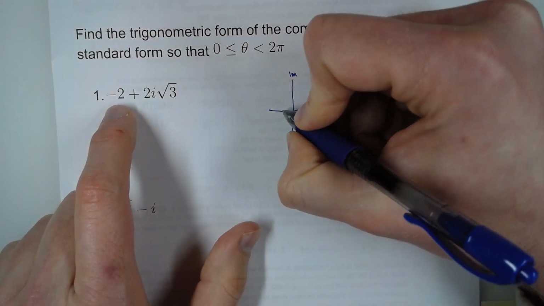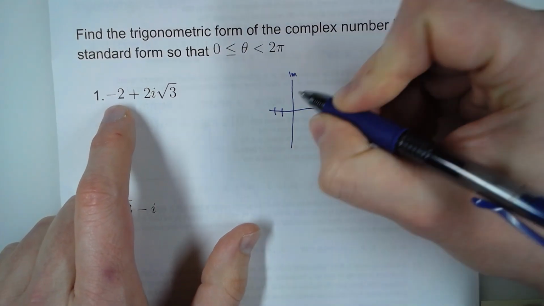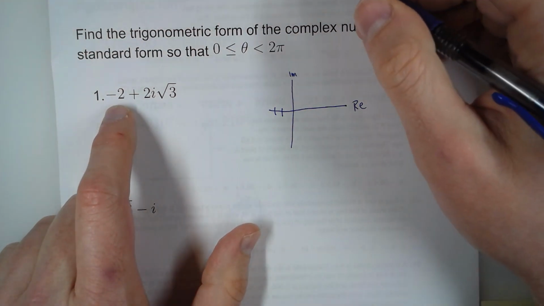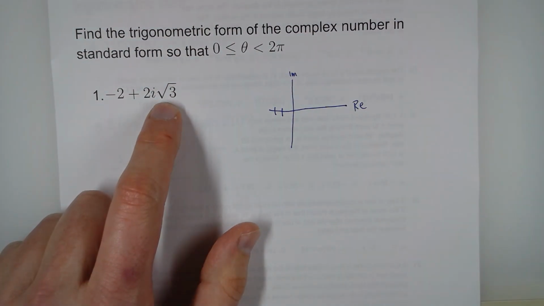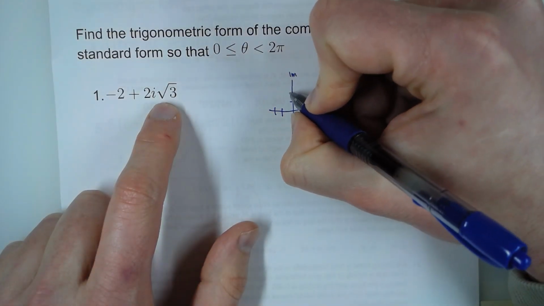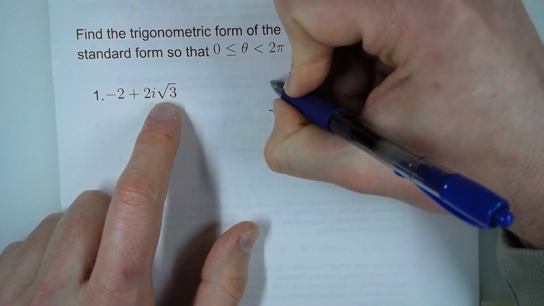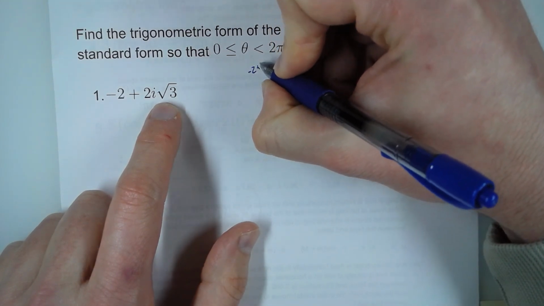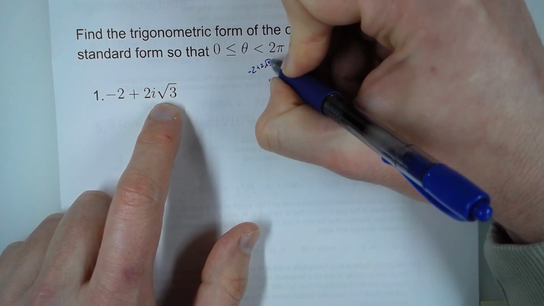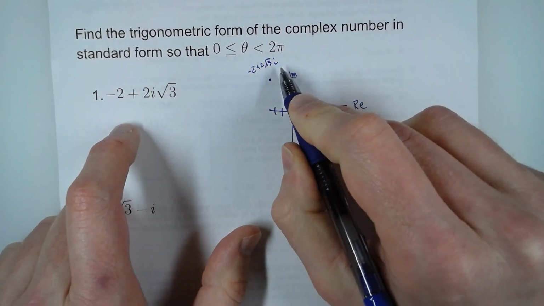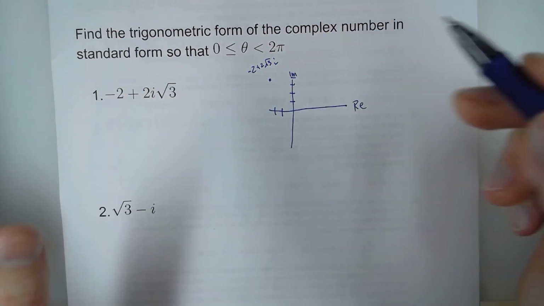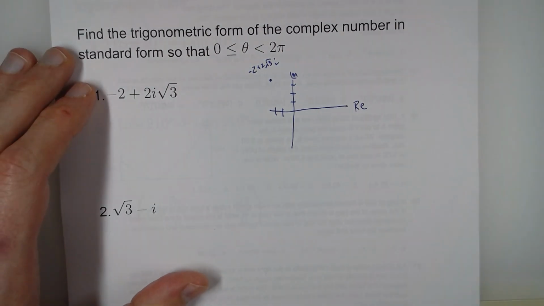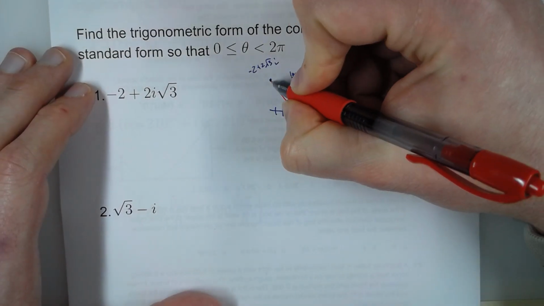The real part is -2, so we go -2 spaces in the real direction. And then we go up 2 square root of 3. Now, square root of 3 is about 1.73, so it's about 3.5, more or less. You can put the i here, or you can put the i at the end. Some people prefer it this way, and some teachers and textbooks prefer it the other way. It doesn't really matter.